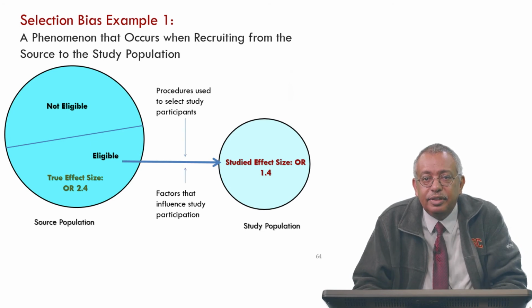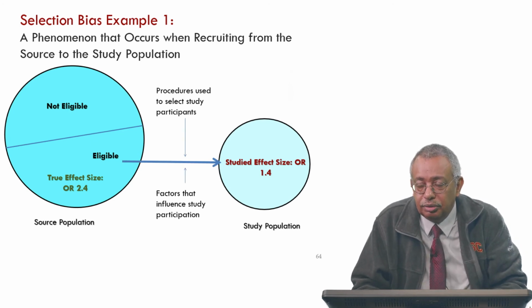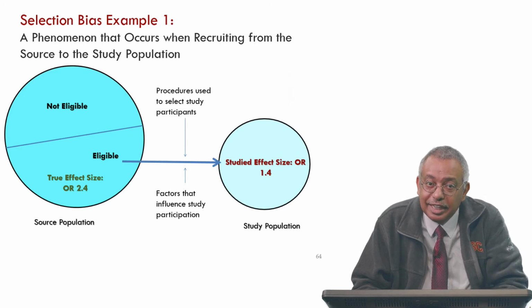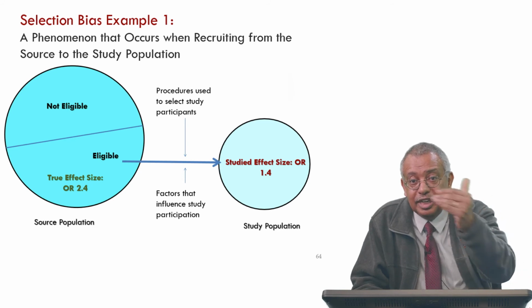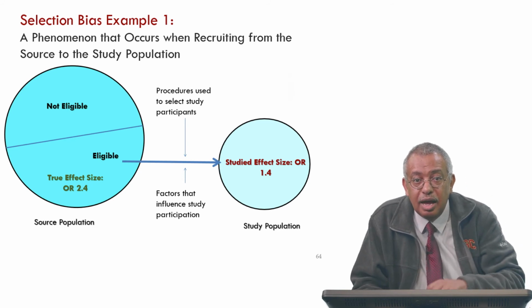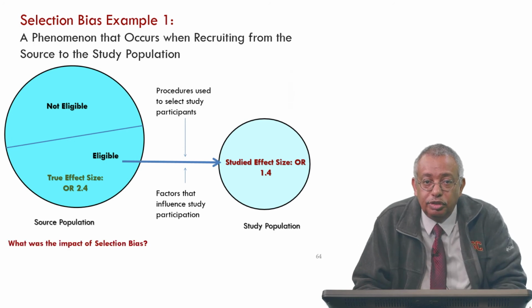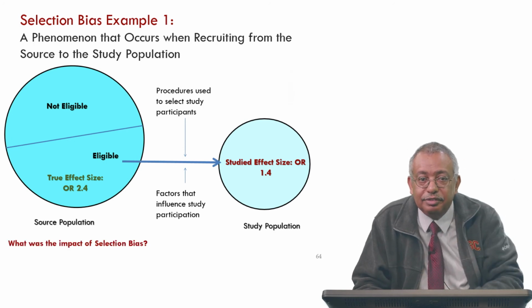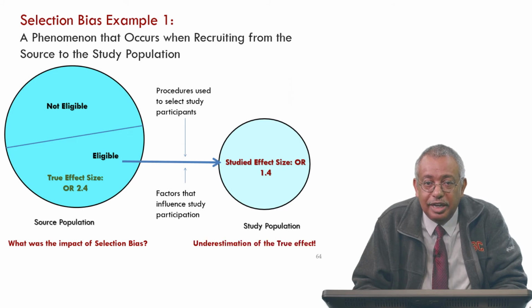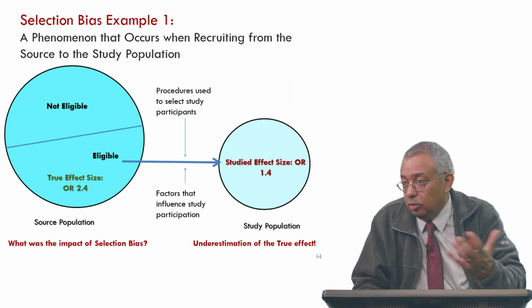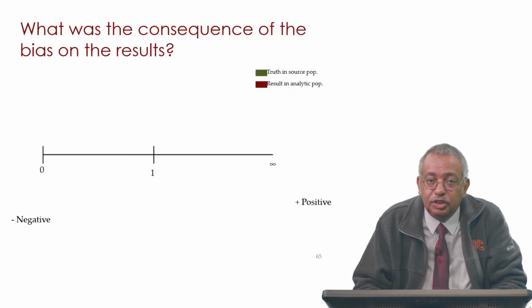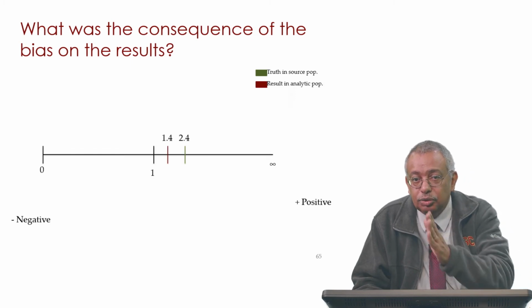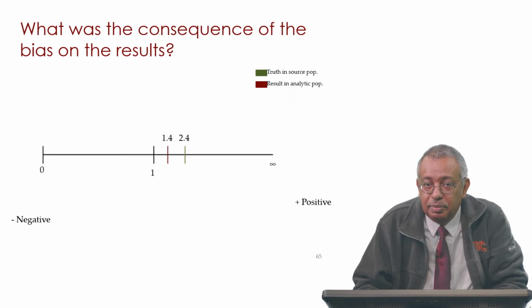So, example 1. You have the studied effect size, which is the odds ratio, a concept I haven't defined yet that will probably come in the second part of this lecture series, of 1.4. Procedures used to select study participants and factors that influence study participation led to 1.4. However, the true effect size is actually 2.4, which is on the left-hand side. So what was the impact of selection bias? In this case, it's underestimation of the true effect. But that's not always the case. Sometimes it could also lead to overestimation of the true effect. So you have the true 2.4, but you're underestimating it as 1.4.